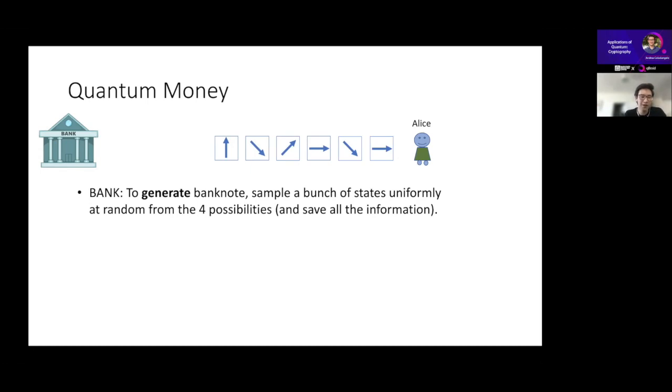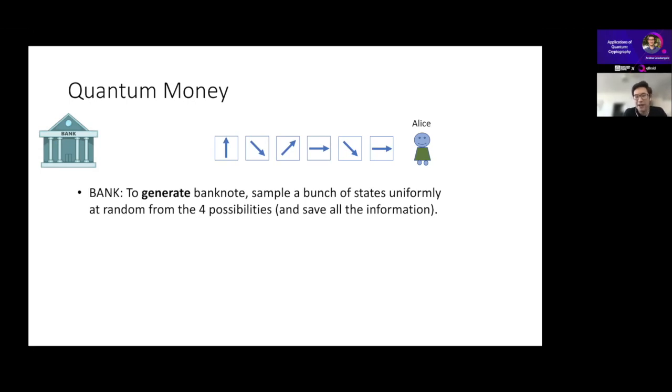And now for each of these generated banknotes, the bank saves this information in some database. So it saves the choice of bases it made for each qubit, and whether it's up, right, 45 or minus 45. And let's say it assigns this information some classical serial number so that it can retrieve it later in its database.